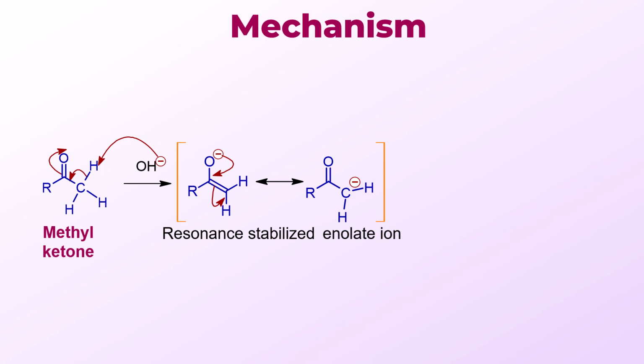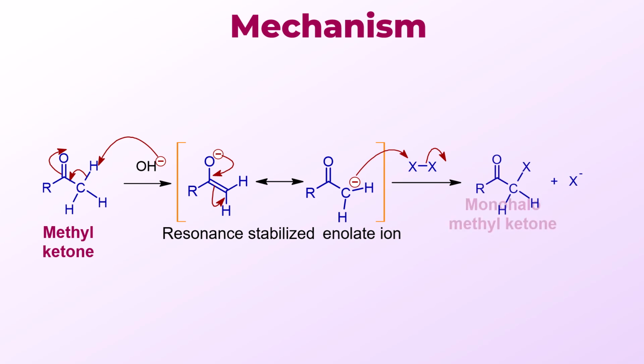and attacks the halogen molecule, resulting in the formation of a monohalo ketone. During this step, a C-X bond is formed. Overall, one alpha hydrogen of the methyl ketone is replaced by a halogen atom.